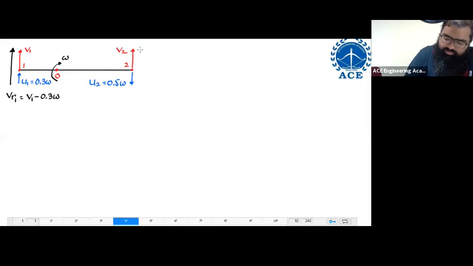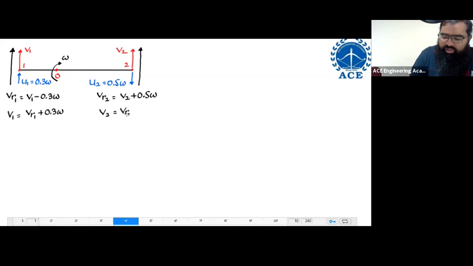Now over here, VR2 is equal to, both in opposite direction, that means V2 plus 0.5 omega. Now, why are we doing all these things? Our aim ultimately is to develop the equation of V1 and V2 in terms of VR1 and VR2. The value of V1 over here is equal to VR1 plus 0.3 omega, and V2 is equal to VR2 minus 0.5 omega. These are the velocities.